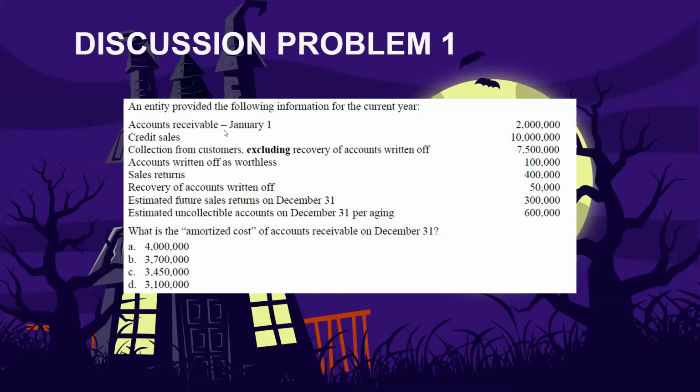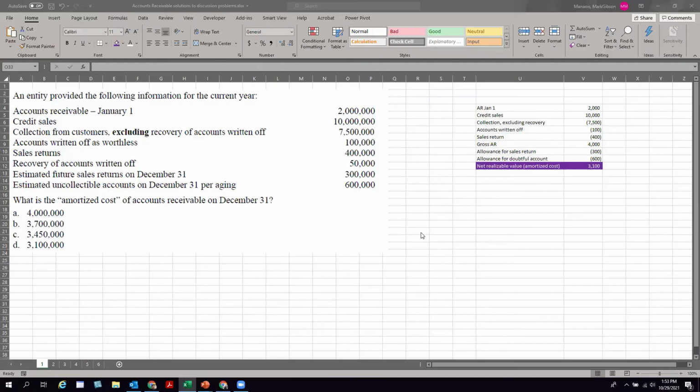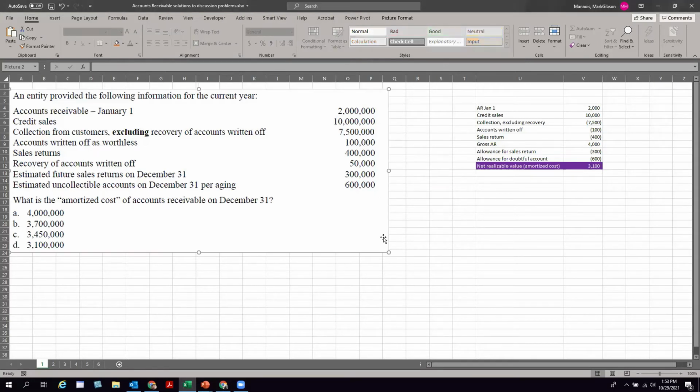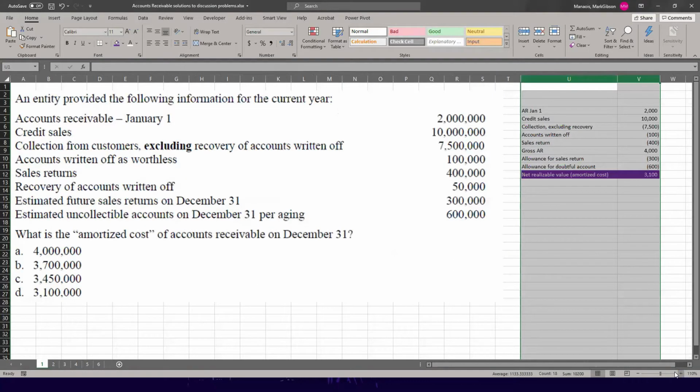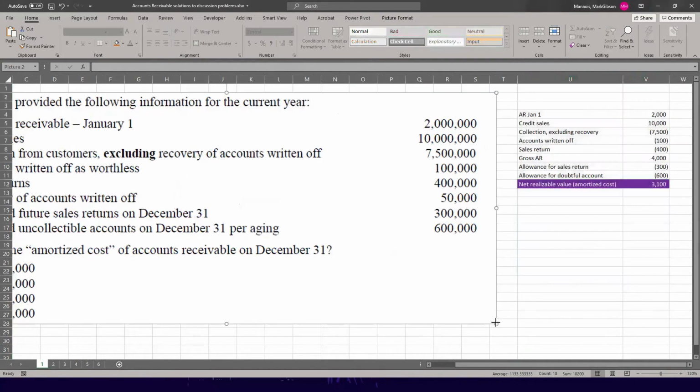Pa-confirm nga ako na kita na yung Excel file, please. Yes po, kita po. Sige, thank you. So, yun na. Lagay ko lang dito yung problem. Then, let's have the solution. Masyadong malaki.